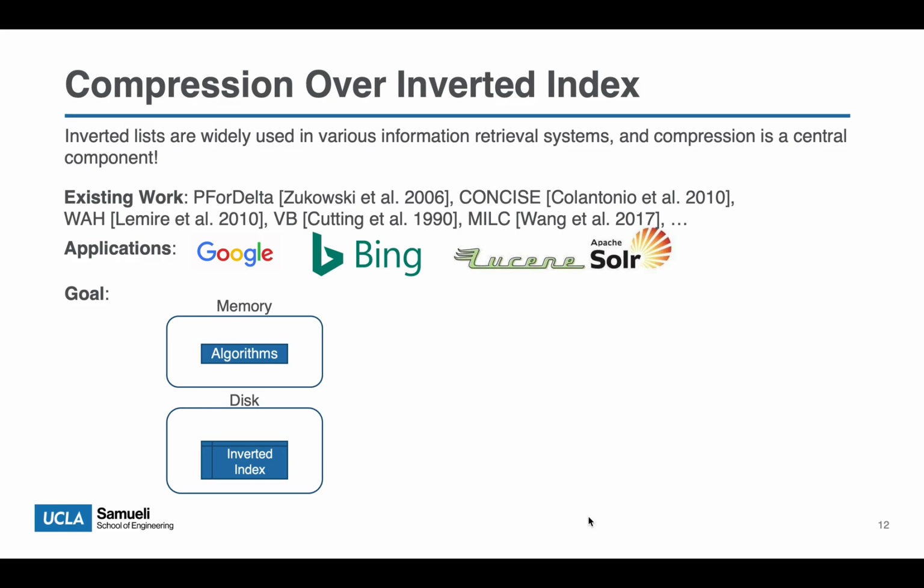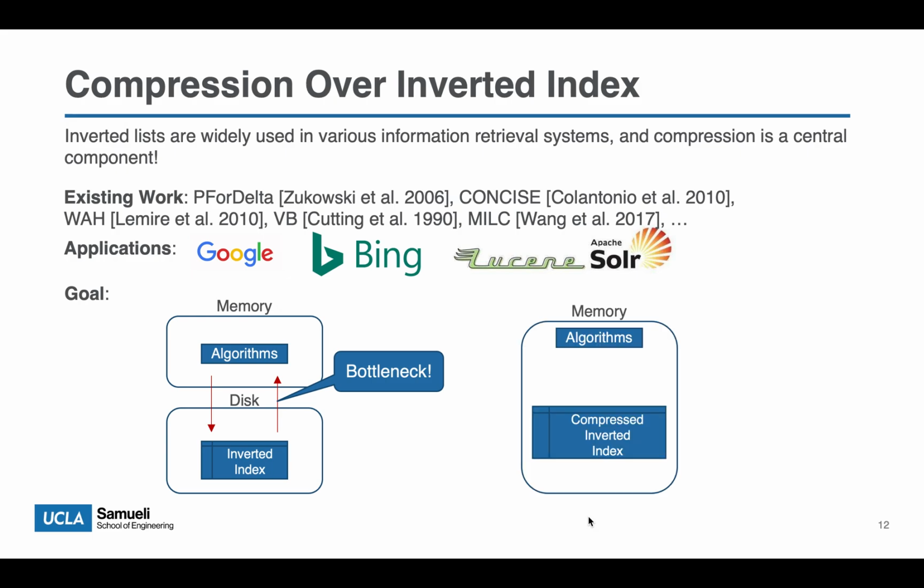Let's say I have some algorithm running in the memory, and that I want to fetch some data from the inverted index, which is too large to store in the memory and has to be stored on the disk. So this is the pipeline. If it's stored on the disk, we have to use expensive disk I/O, and this entire process will be very slow, and this often becomes a bottleneck. On the other hand, if the inverted index is compressed into the memory with the same pipeline, now the requesting and the fetching process will be much faster, so that we not only save the space but also save time.